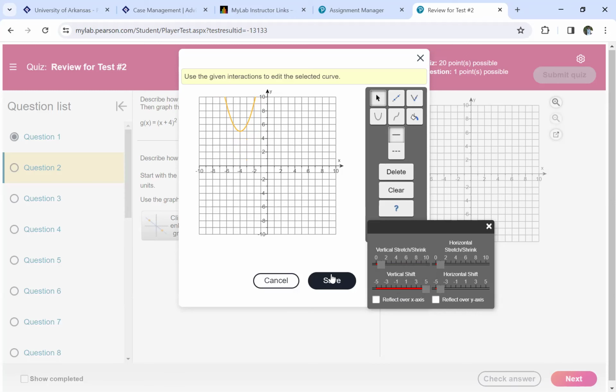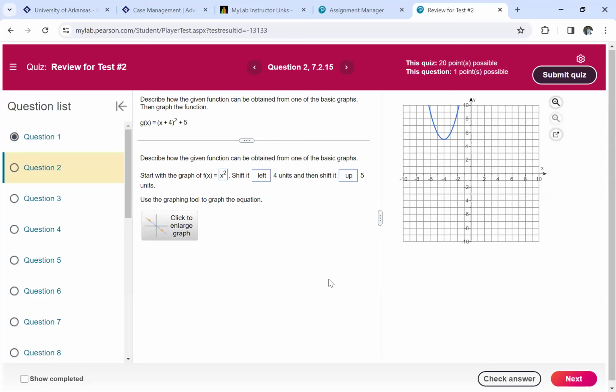Now, you can also graph these in your calculator to make sure your graph looks like what you get on your calculator, okay? But y'all, after you move that graph, then you're going to go to next.